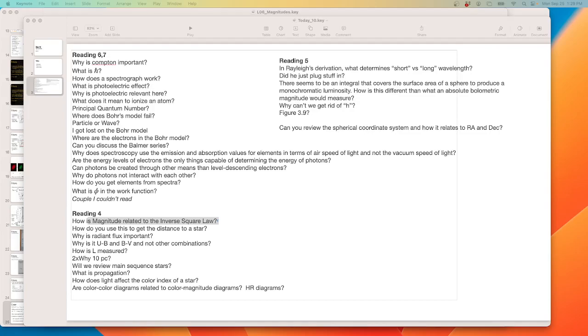Let's see. Why 10 parsecs? I'm not sure. Will we review main sequence stars? Yes. We'll do that in a second. Well, I got to talk about the insides of stars first. Propagation is just moving.